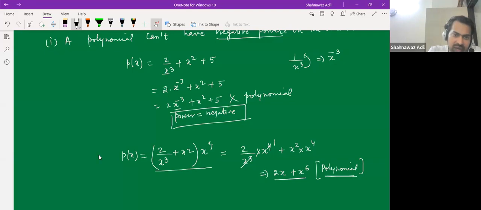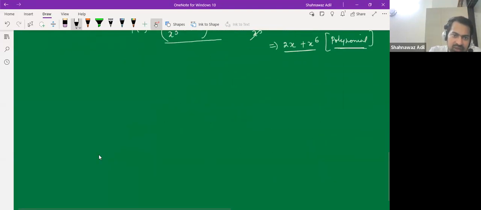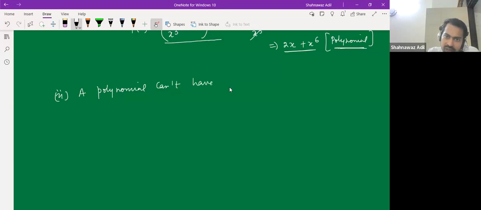Good. So now let us talk about the second condition. The second condition is that a polynomial cannot have fractional powers.